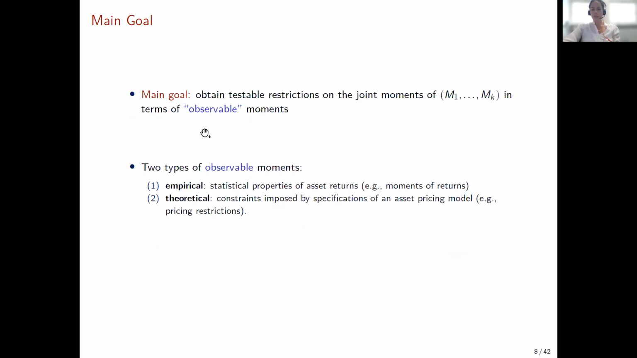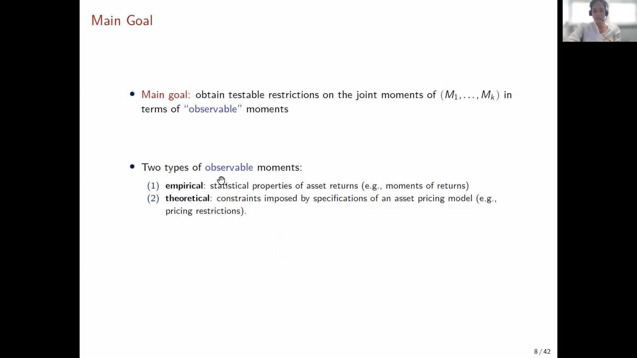Okay, so what's the main goal? The main goal of the paper is to obtain testable restrictions on the joint moments of M in terms of observable moments. So what do I mean by observable moments? We have two ways of thinking of observable moments. The first one is an obvious one. It's similar to what we just saw in the HJ bound. It's what we call an empirical observable moment. In this case, we think of the statistical properties of asset returns. Think of the mean, the variance, the skewness, the kurtosis and whatnot of the return distribution.